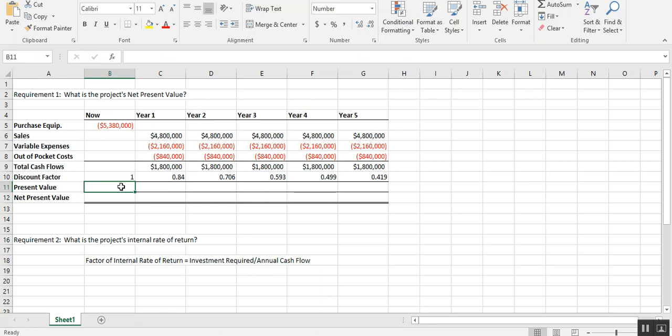So the present value of this present cash outflow is $5,380,000. And that's a cash outflow, so I've got it as a negative. The present value of the amount that we'll receive at the end of year 1 is going to be the cash flow times the discount factor. So let's do that. The current value of that $1,800,000 that we'll receive a year out in the future is actually worth $1,512,000 at this point in time, due to the time value of money.